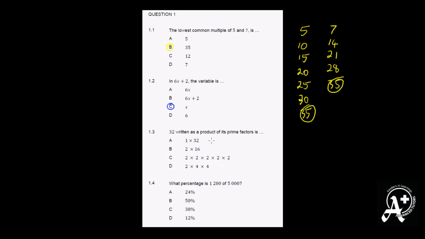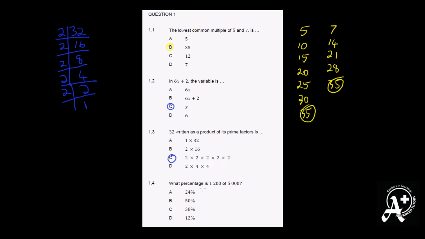Then in 1.3, they ask us 32 written as a product of its prime factors is. Alright, so I'm just quickly going to write it out on this left side here. I'm going to use the ladder method. Remember, we start with the smallest one, 2, so 32 divided by 2 gives me 16. 16 divided by 2 gives me 8. 8 divided by 2 gives me 4. 4 divided by 2 gives me 2. And I can again divide by 2, and that will give me 1. So here are my prime factors, and we can see we've got 1, 2, 3, 4, 5 twos. So 32 written as the product of its prime factors will be 2 times 2 times 2 times 2 times 2, which is C.